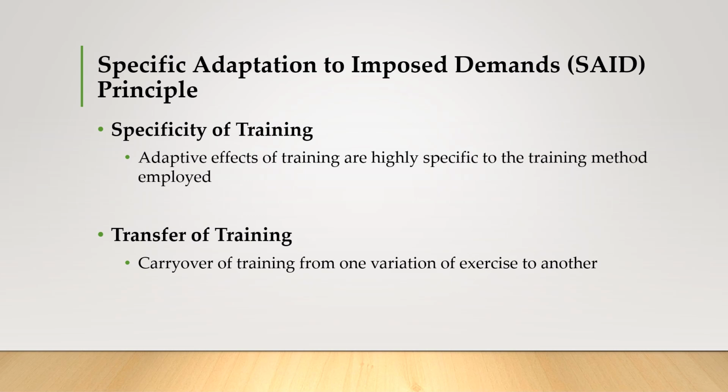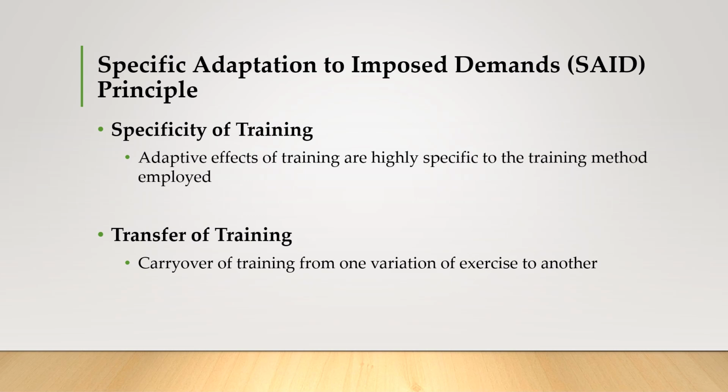And the other thing on this slide is what we call the transfer of training. Basically what this states is there is some carryover of training from one variation of exercise to another. Let's take strength training, for example. If we are utilizing strength training in a clinical setting, we're probably also going to increase some endurance for our patients. We're overloading the muscle, we're adding more volume. So we're going to improve strength, and there is going to be some overlap. We're going to improve endurance as well.